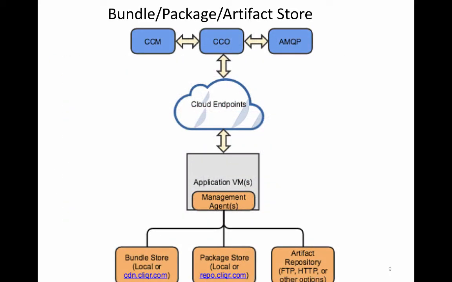So in terms of bundle packages and artifact stores, this is what it looks like. Those application VMs must be able to access those CDN, repo, or artifact stores, so they can install the customer applications into those VMs.